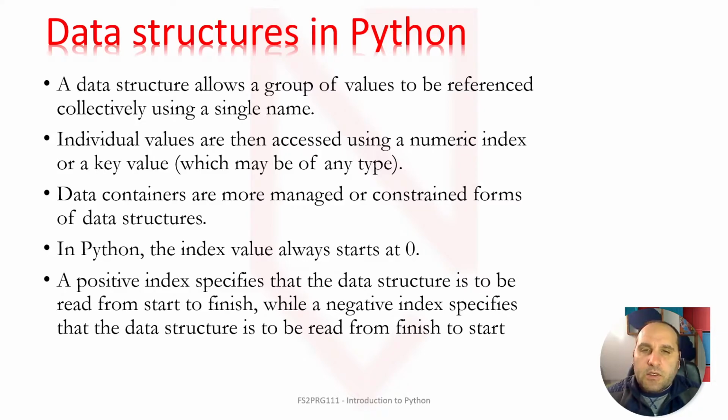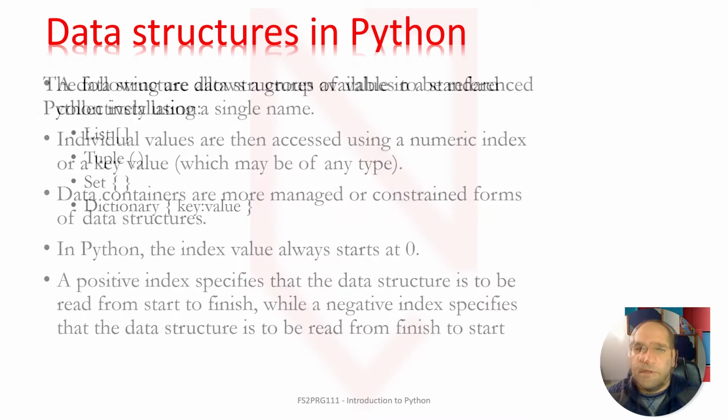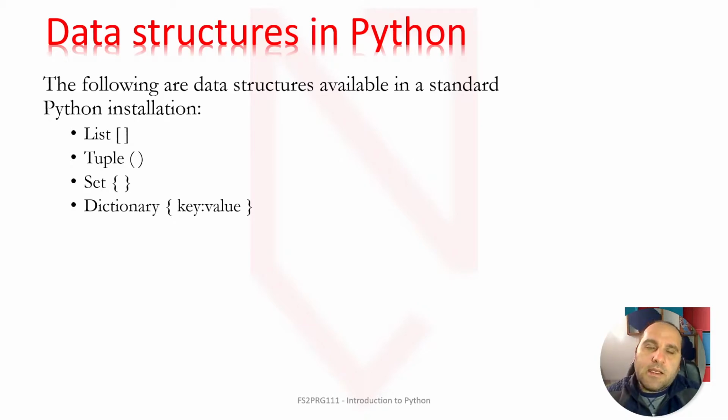Another important thing to remember about the data structures, if you have a positive value, you start from the front of the data structure, and if it's a negative value, it starts from the back of the data structure. The standard data structures available in Python are a list, declared with a square bracket; a tuple, declared with a round parenthesis; a set, declared with a curly bracket; and dictionaries, declared with a curly bracket, but it's a key value pair.